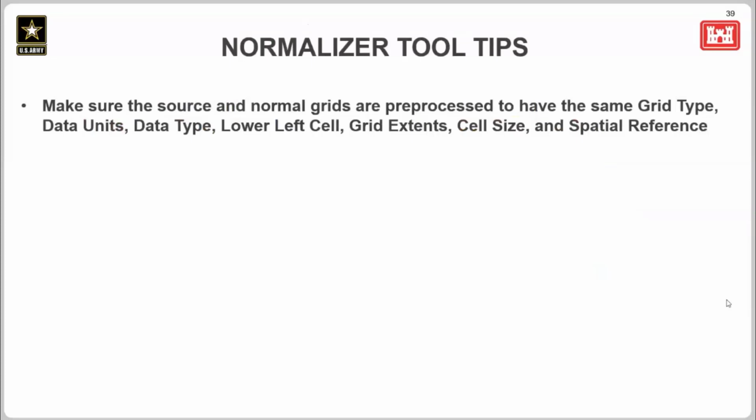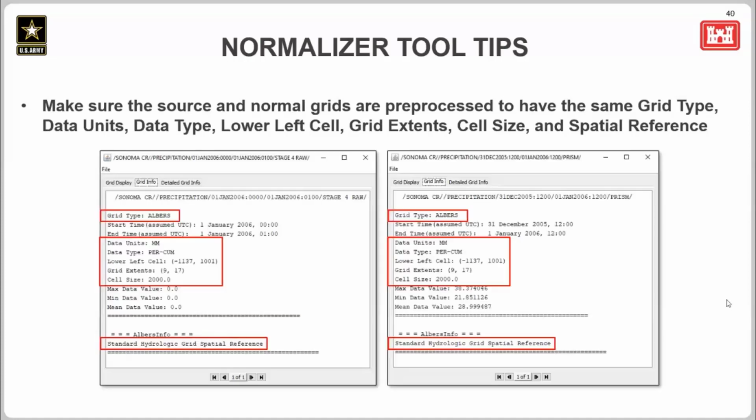So a few tips for using the Normalizer tool. The first is that your two grids that you are using in the tool need to be essentially exactly the same. The only difference can be the actual values of the grid cells. So things like grid type, your data units, your data type, the extents of the grids, the cell size, spatial reference, all of that needs to be the same.